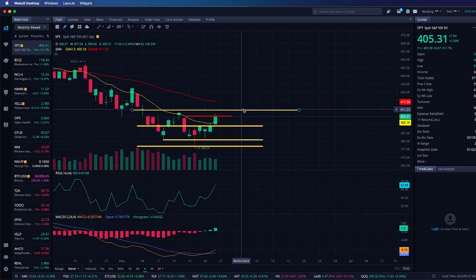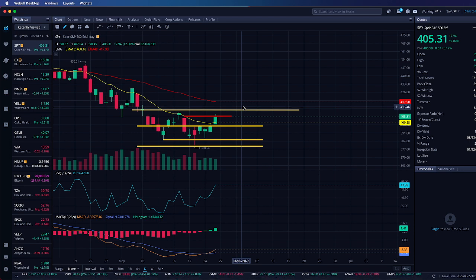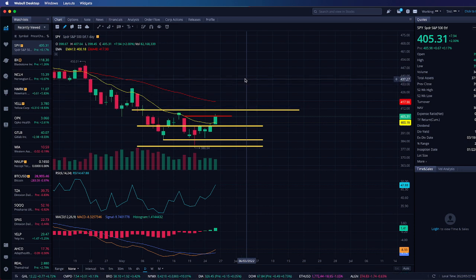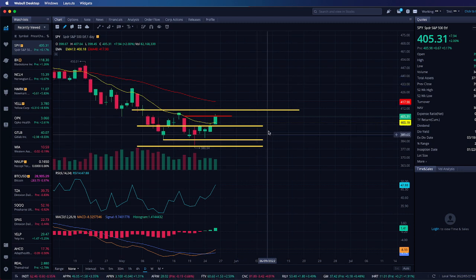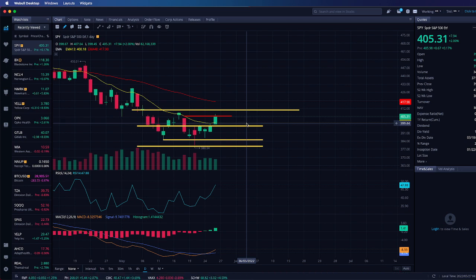We have 411. We also have another gap up here at 413. And so that is something to watch for. We have another gap up way up here at 437.70. And so that'll be interesting to see if and when we should get to that.